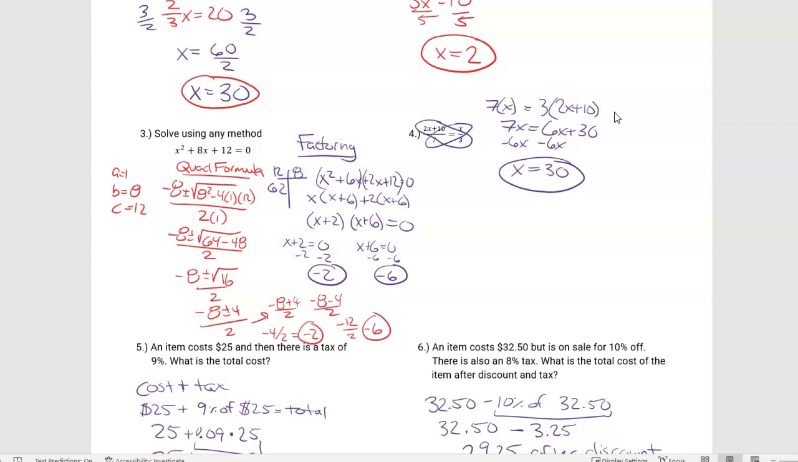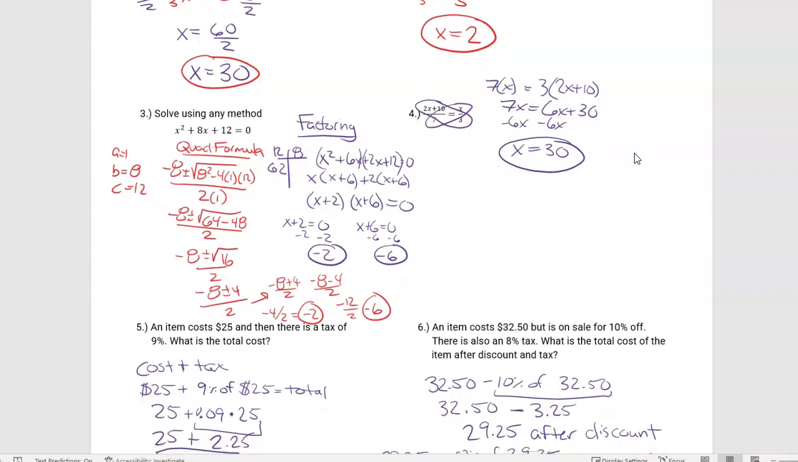Now, if you didn't realize that you should cross multiply, you may have multiplied by 7 on both sides. That would work as well. You would probably just end up with fractions, which would be a little confusing.